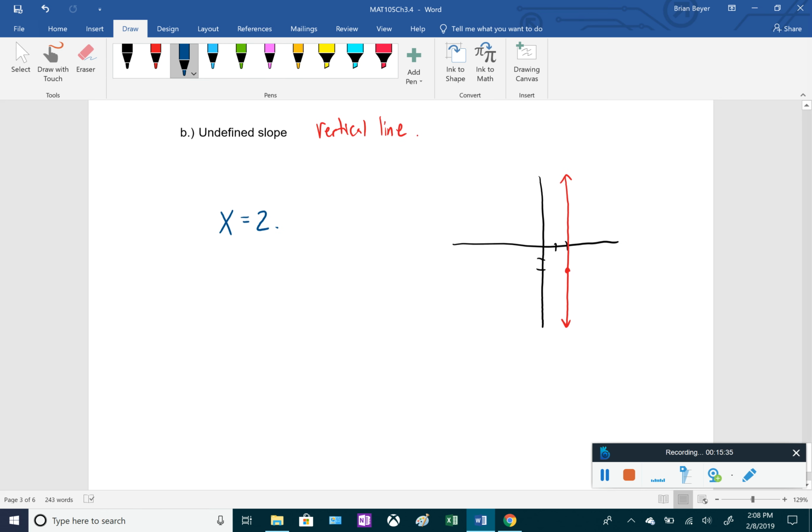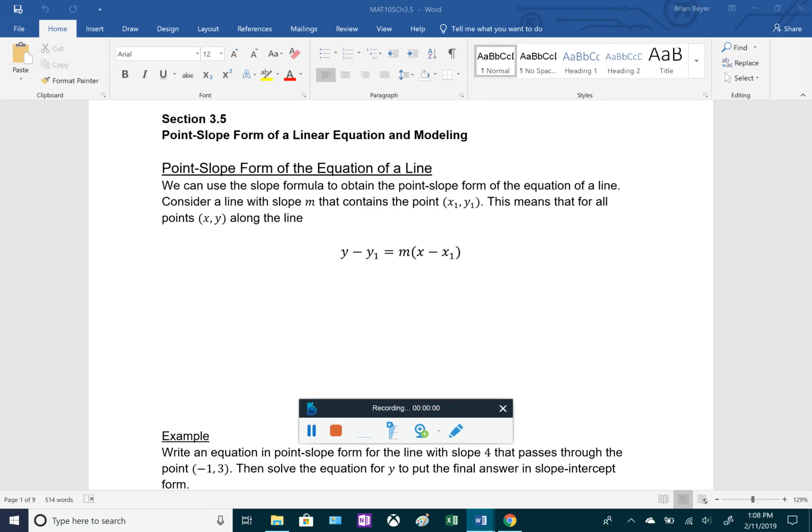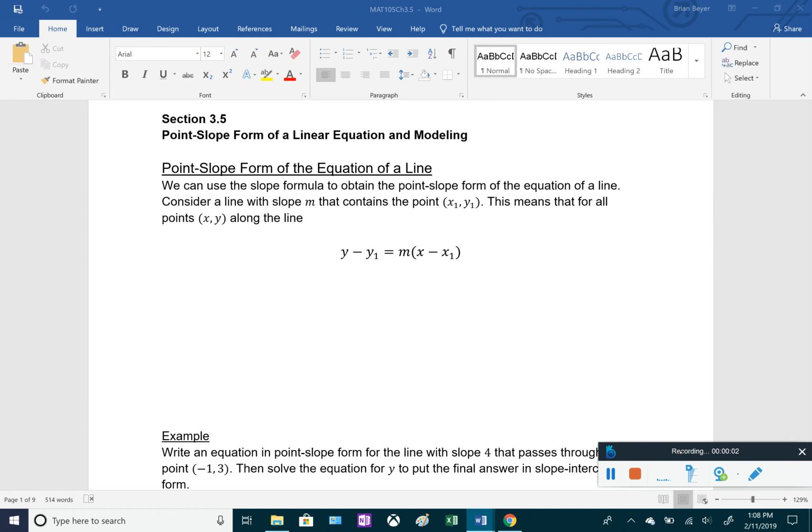Okay, so that's actually it for this section. In section 3.5 now we'll be doing point-slope form of a linear equation and then doing some modeling at the end. We've already done slope-intercept form, so this is going to be one of the other main forms for an equation of a line. Starting with this first thing here, we can use the slope formula. All these are based on the slope formula. They're all technically the same thing, just rearranged a little bit. So we can use the slope formula to obtain this point-slope form for the equation of a line.